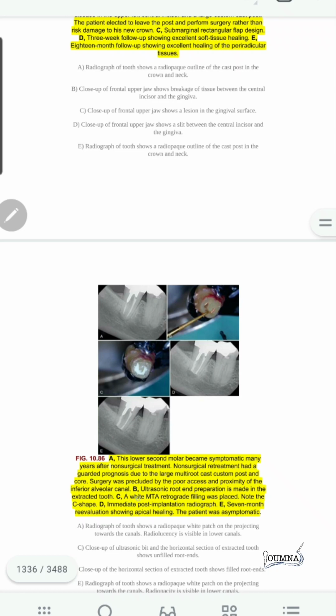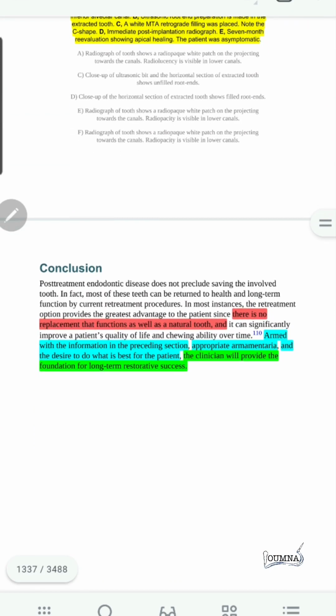So what we did is we extracted the tooth and made an ultrasonic root-end preparation in the extracted tooth. A white MTA retrograde filling was placed. Note the C-shaped canal shape. This is the immediate post-implantation radiograph. Then, at the 7-month re-evaluation, there was apical healing and the patient was asymptomatic.